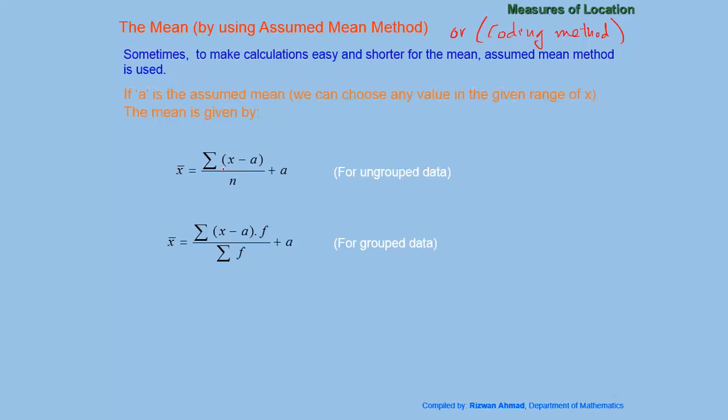So basically in case of ungrouped data we subtract A from each data item, then we add all those differences and divide by n, and then we add A. In case of grouped data, after calculating the class mark x, we subtract A from each class mark, then we multiply those new differences with their corresponding frequencies, divide that by sigma f, and add A. So this is how to find the mean by using the assumed mean method.